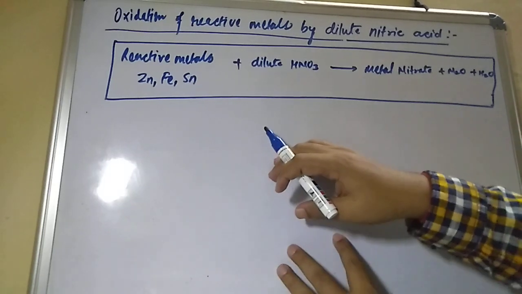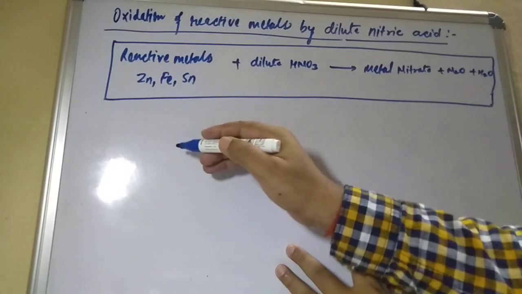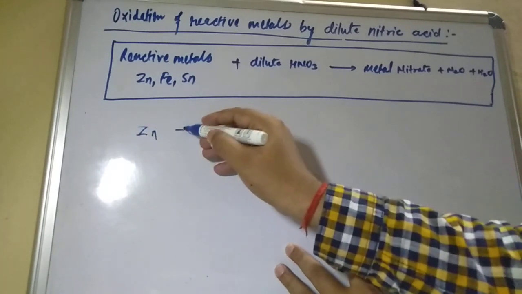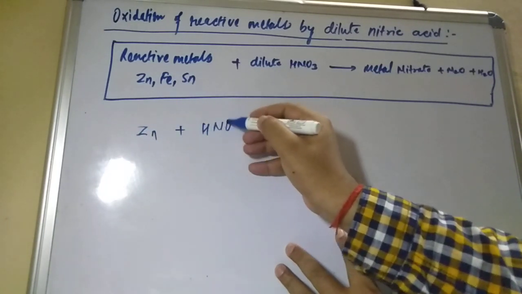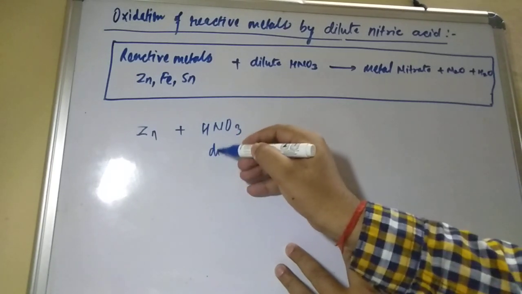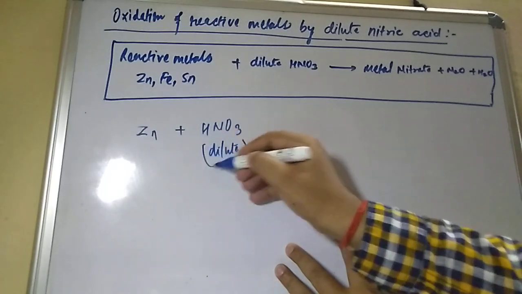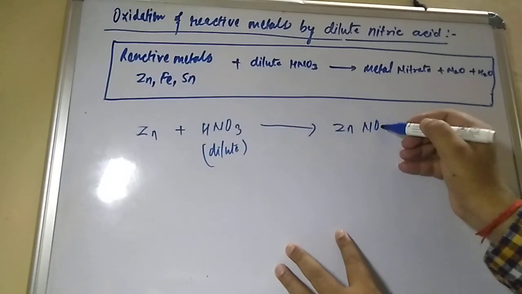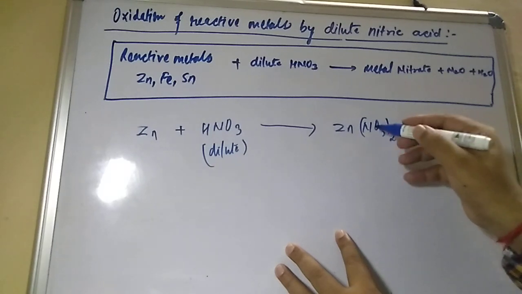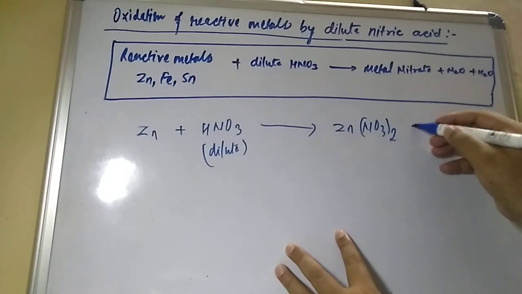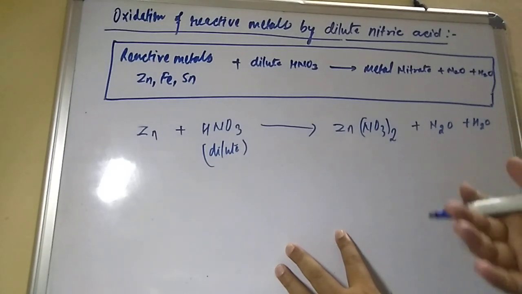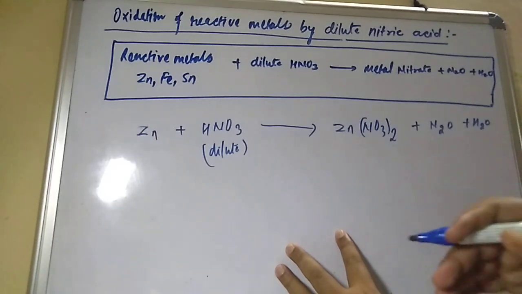Now let us see the case of zinc. Firstly we are taking zinc. Zn reacting with dilute HNO3 will give zinc nitrate, and with valency 2, NO3 will be twice, and along with it will give N2O plus a water molecule. To balance this equation, firstly we will balance the metal, then nitrogen, then hydrogen and oxygen.